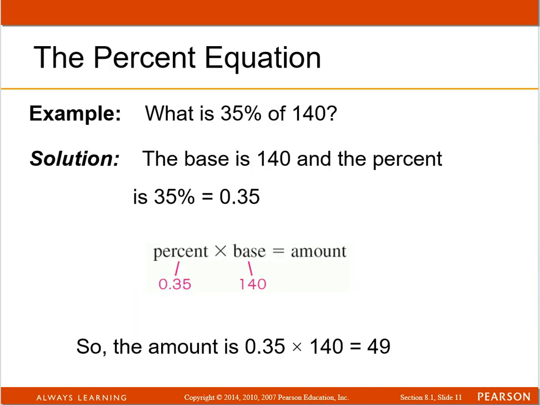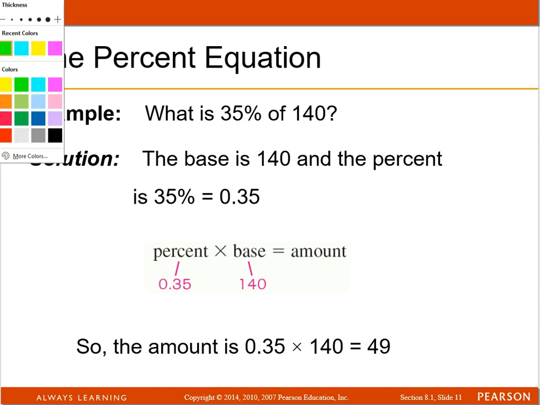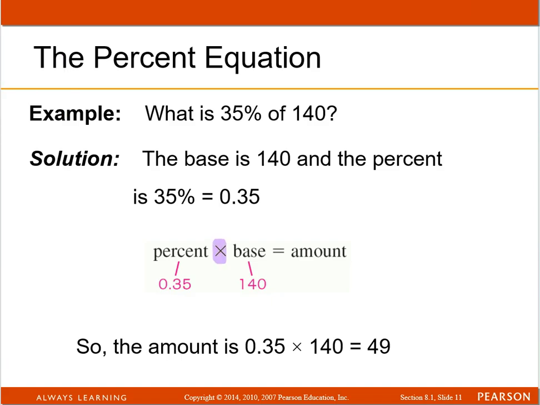Here's the first one. What is 35% of 140? Now, if you use the formula, it says percent times base equals amount. I just have to look for, let me use a different color here. Come on, marker. Let's go with purple. If I look for the word "of," the base is 140. What is 35% of 140? The "of" is your multiplication sign.